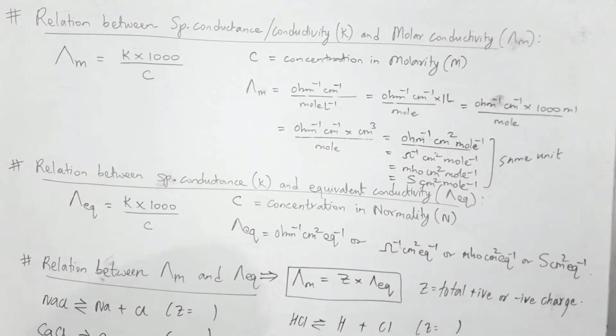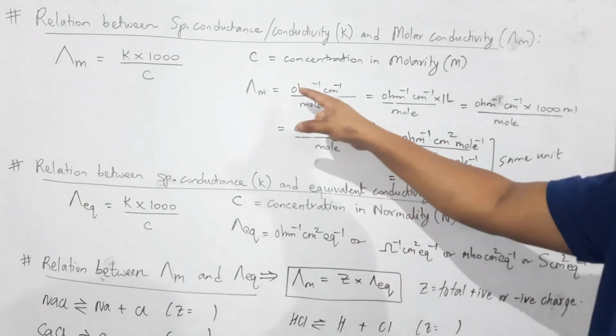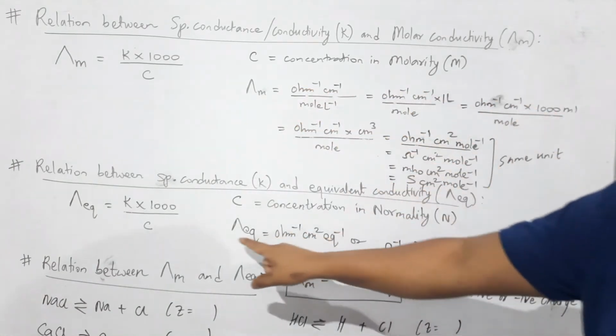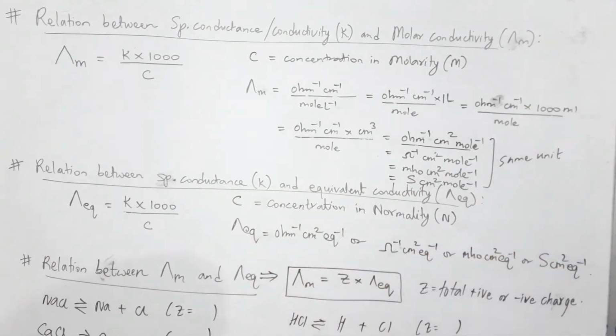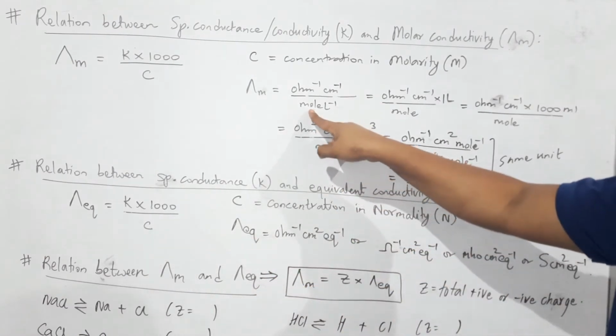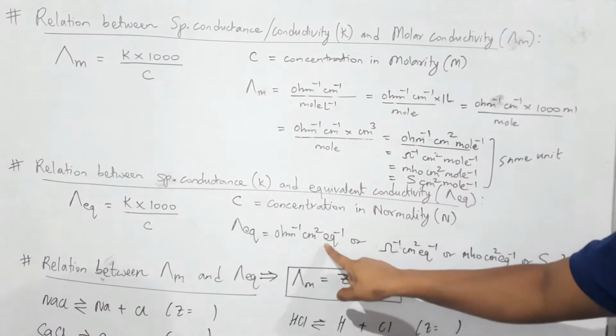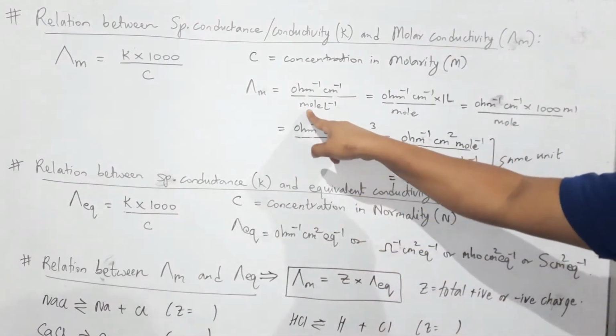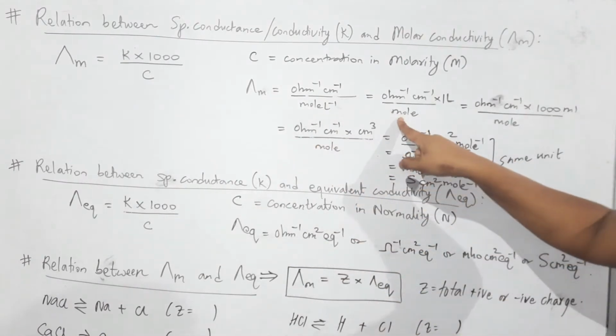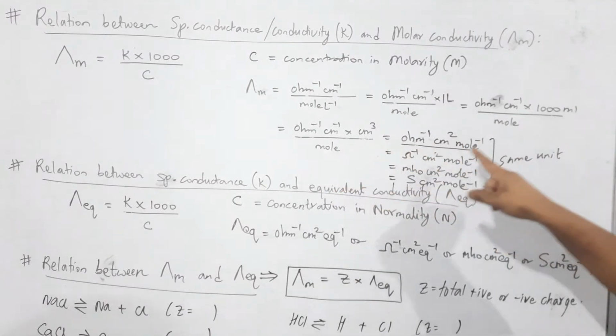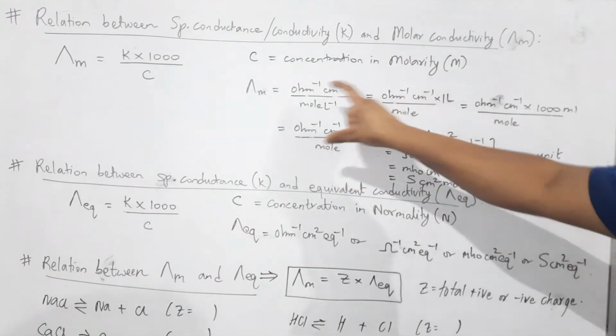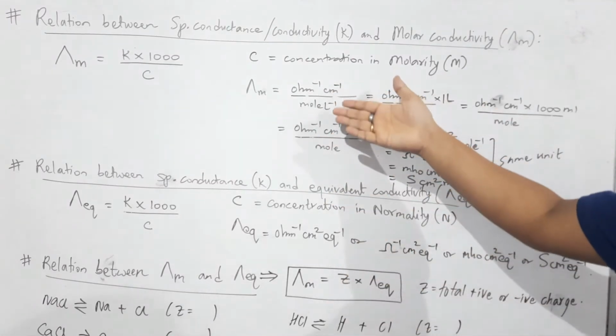And that's the difference. If you go with the same kind of derivation, the unit of lambda EQ will come like this at the end. You just have to replace mole with equivalent, that is EQ. So in place of mole, you write EQ. At the end, EQ inverse will come. The rest of the portion will be the same as the way I derived earlier.